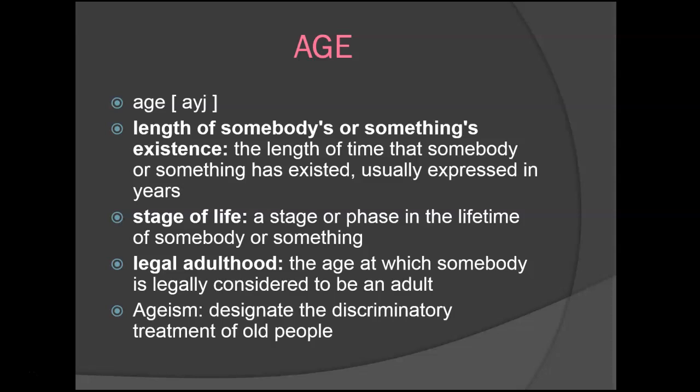And we also have stages of life. So a stage or phase in the lifetime of somebody or something. So you're an infant, you're a teenager, you're midlife. And that's sort of how that's described. Or you're older, geriatrics. That's that stage of life that you're in. Legal adulthood for the state of PA, it's what? In the state of PA, the age where you are legally an adult is 18.